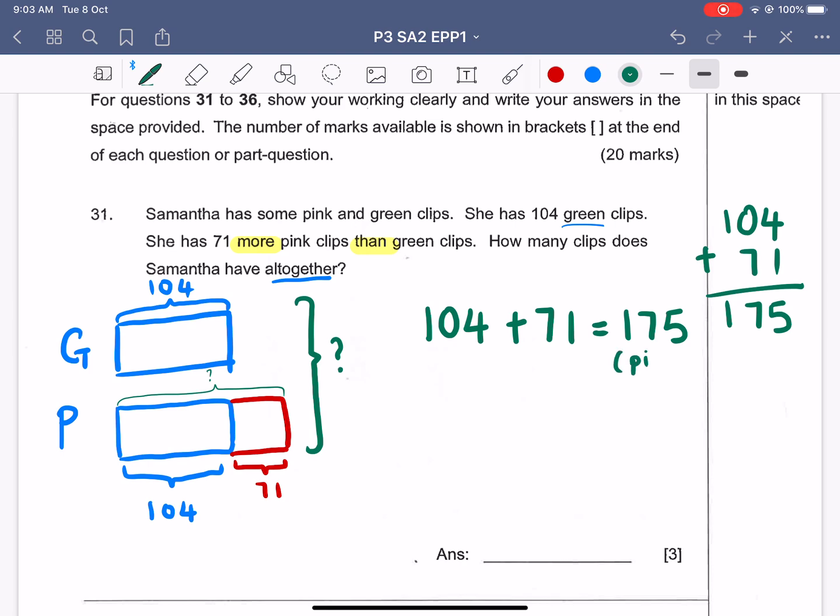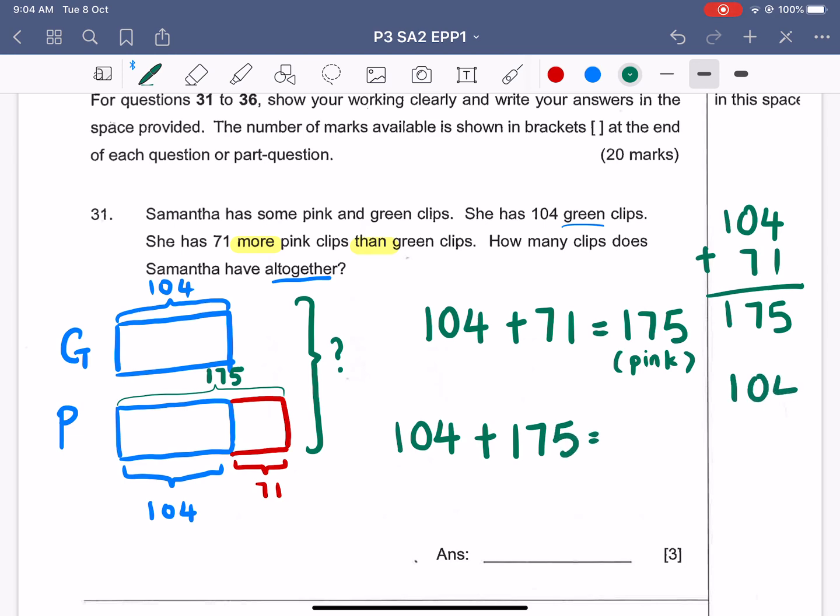Okay, let me put an English here. It says pink. Now, how many clips does she have altogether? Now that I know that this is 175 pink and there's 104 green, to find the total, all I need to do is to take the green one, which is 104, add up with 175, which is the pink. It will give me the answer.